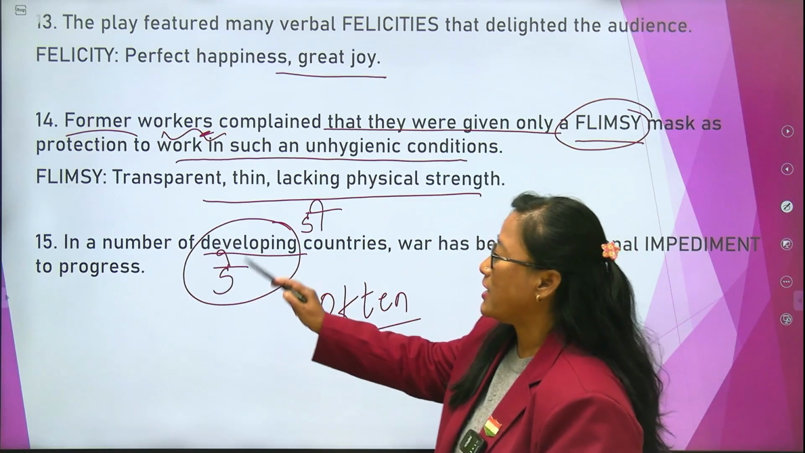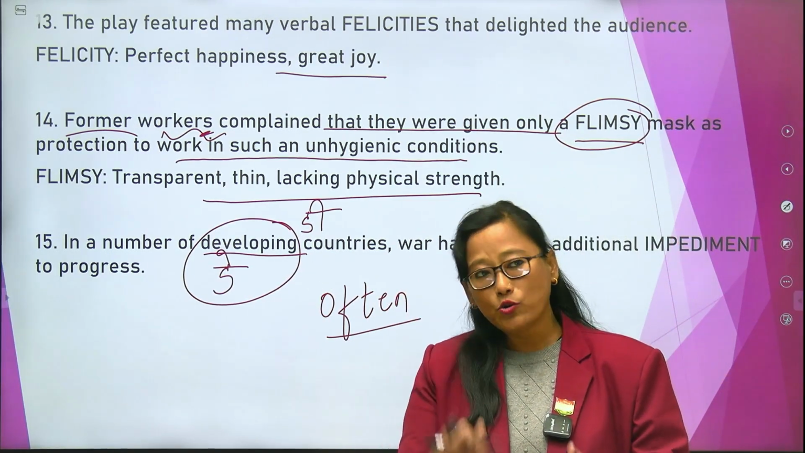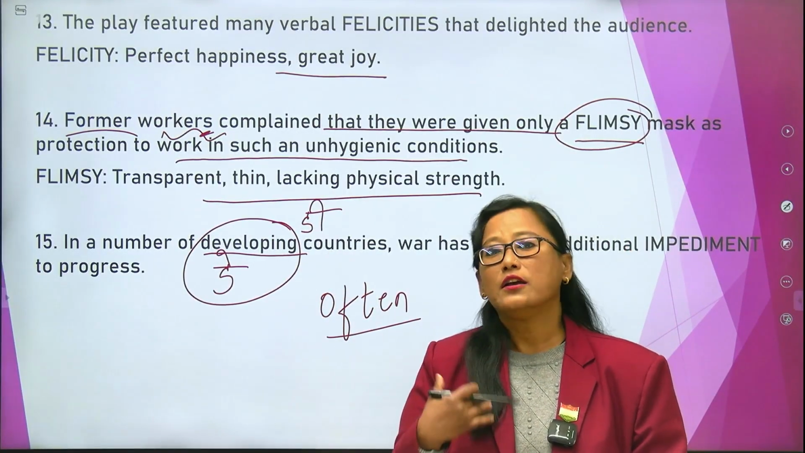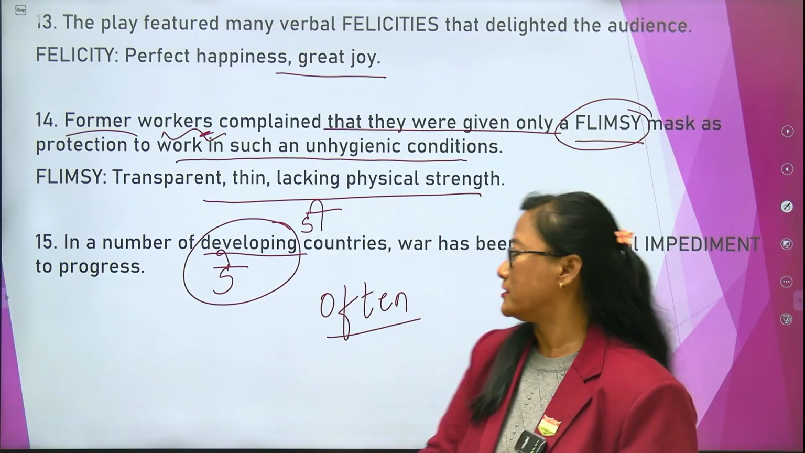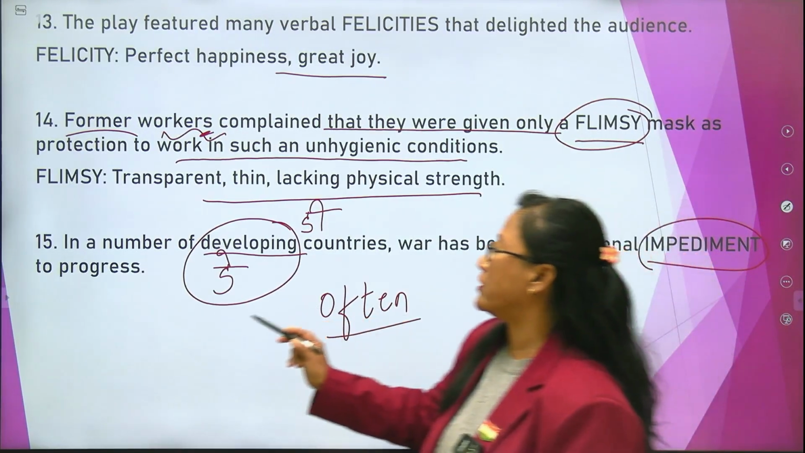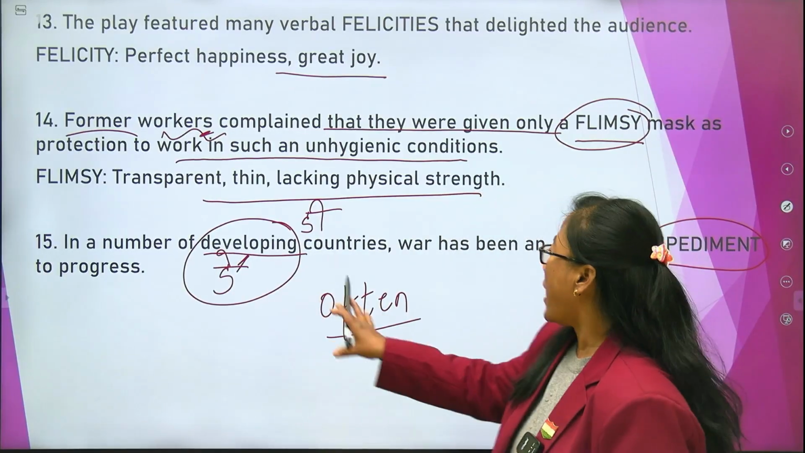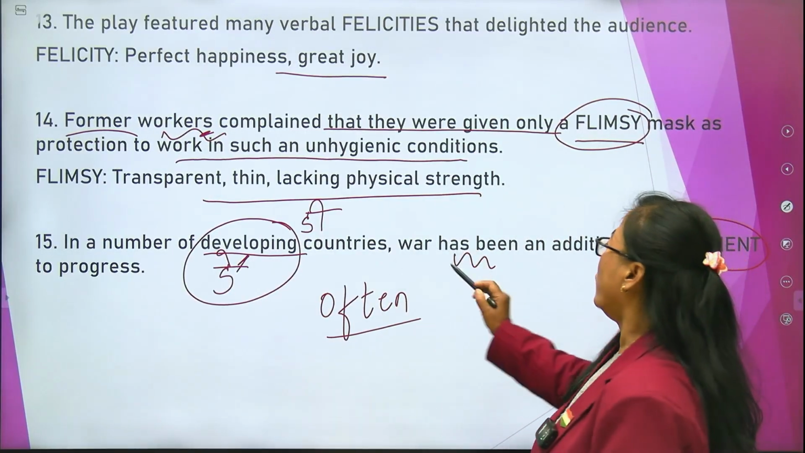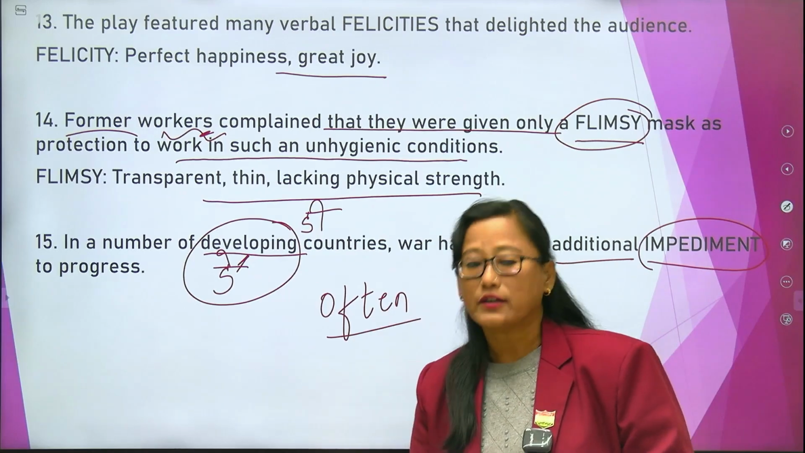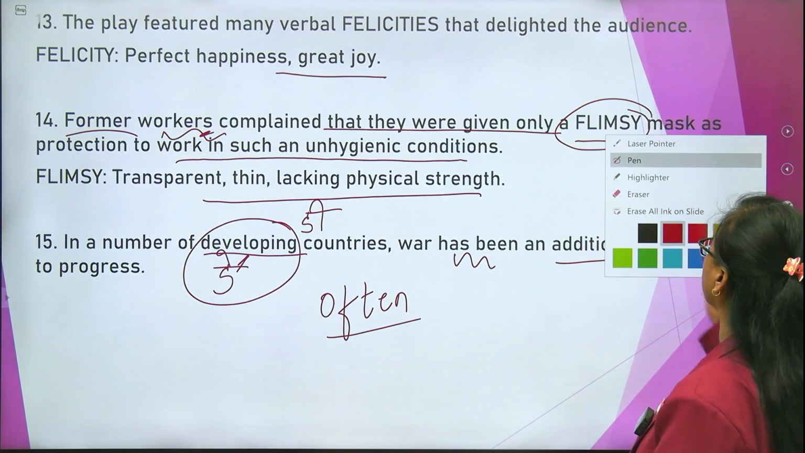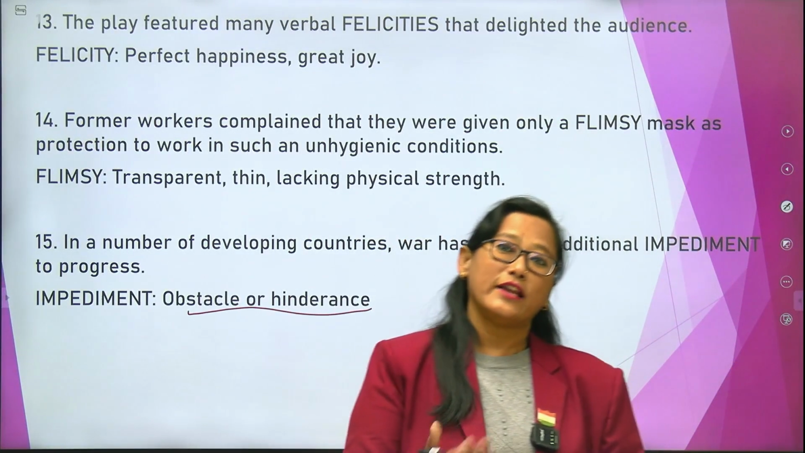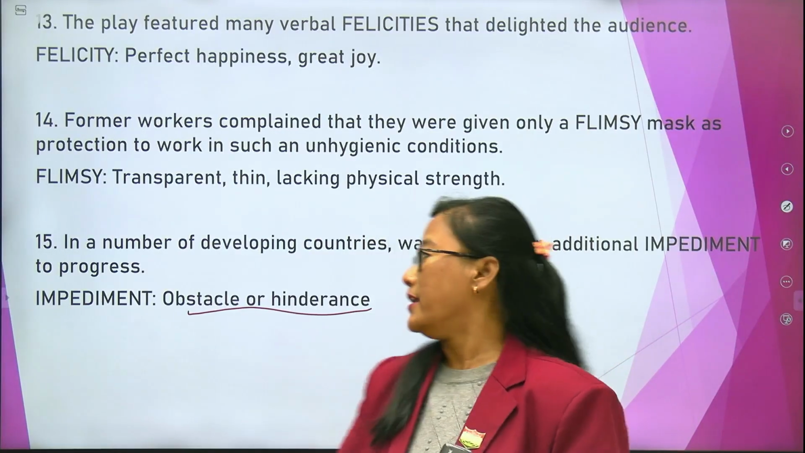So if you want, you can say in a number of developing countries. You would hear me time and again using the word with the D, because this is what I have been practicing. You can also practice this. So, in a number of developing countries, war has been an additional impediment to progress. The country is still developing, and what does war do? War in such a country is an additional impediment to progress. They want to progress, but because of war there is an impediment. What is the meaning of impediment? Obstacle or hindrance. We did this word yesterday also: obstacle, hindrance, and then impediment.